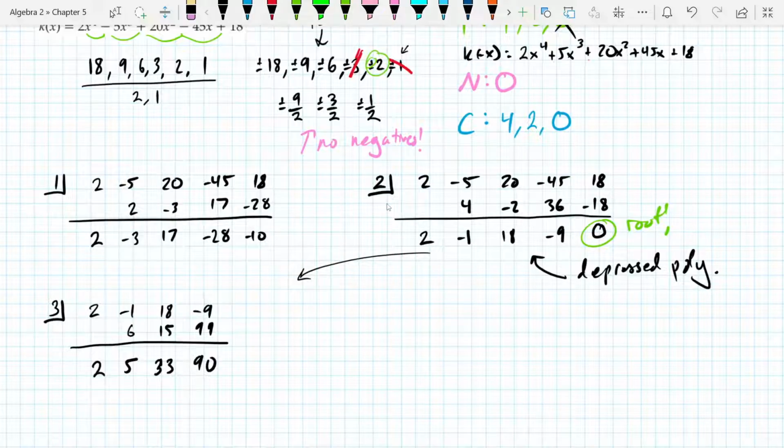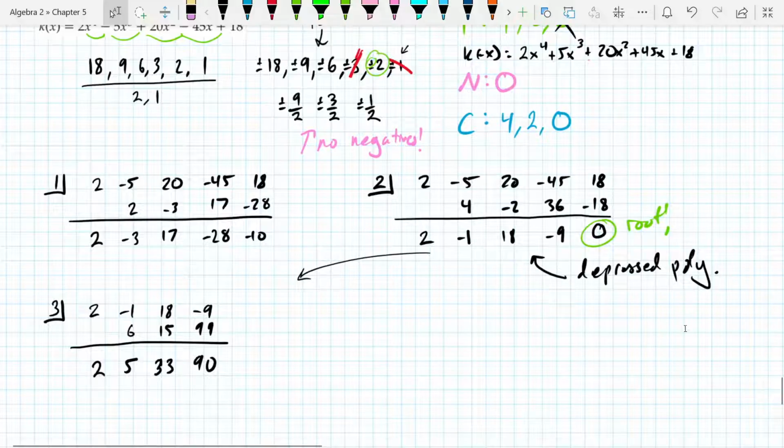Now, I could try 6, 9, and 18, but my bet is they're just going to get even bigger, right? Because I know for a 3rd degree polynomial, as x increases, if it's got a positive leading coefficient, as x increases, the function goes to positive infinity. Let's try one of the smaller numbers there.